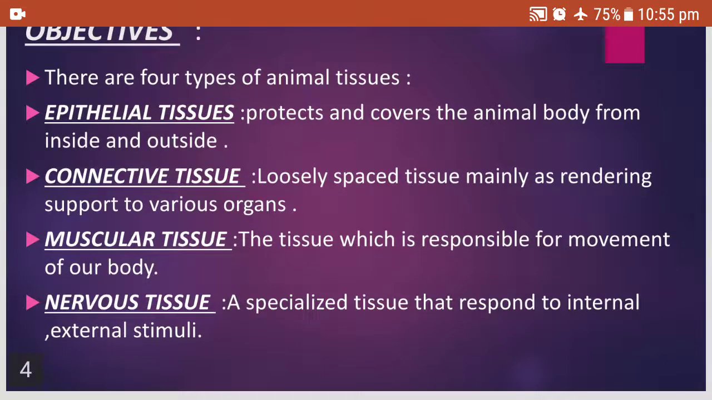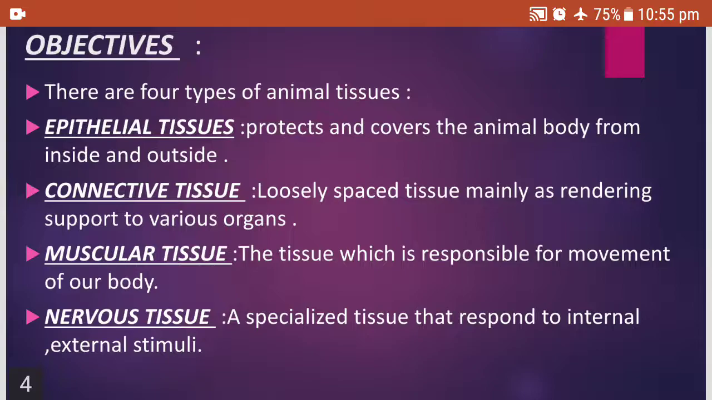There are 4 types of animal tissue. Epithelial tissue protects and covers the animal body from inside and outside. You have to remember the function of the epithelial tissue. Connective tissue is loosely spaced tissue mainly rendering support to various organs. Muscular tissue is responsible for the movement of our body. And nervous tissue is a specialized tissue that responds to internal and external stimuli.